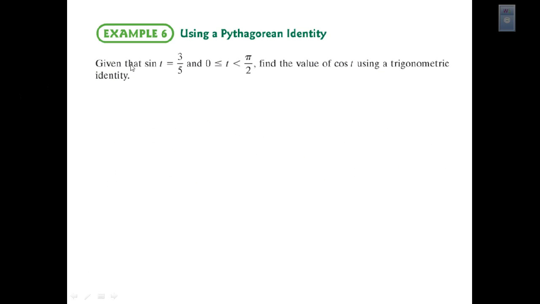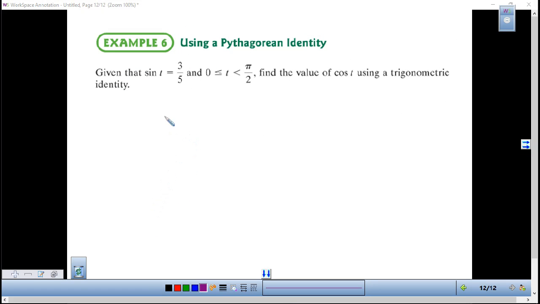Alright, so let's use a Pythagorean identity here. It says, given that sine t equals 3/5 and my t value is between 0 and pi over 2, find the value of cosine t using a trigonometric identity. Alright, well, what's going to relate sine t and cosine t is my original: sine squared t plus cosine squared t equals 1. I know sine t, so I can plug it in here and square it.